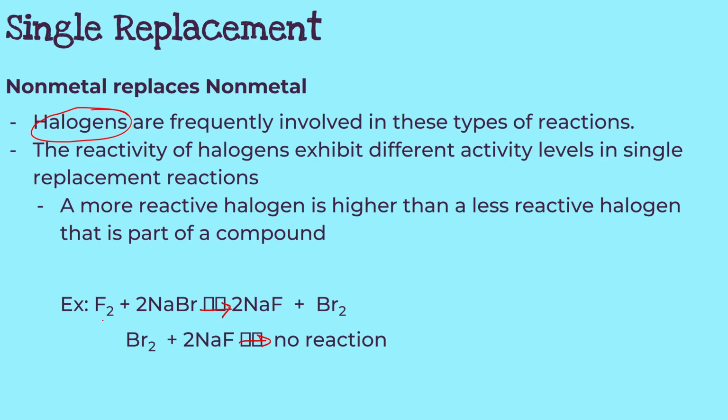So here we have fluorine trying to kick out bromine. Notice it's the non-metal trying to kick the non-metal, right? So fluorine can kick bromine out, and the reaction can occur, but bromine cannot kick fluorine out. See, bromine is trying to kick fluorine here, not sodium. And actually, the way that they're organized is they are already grouped on the periodic table correctly. So we have fluorine.